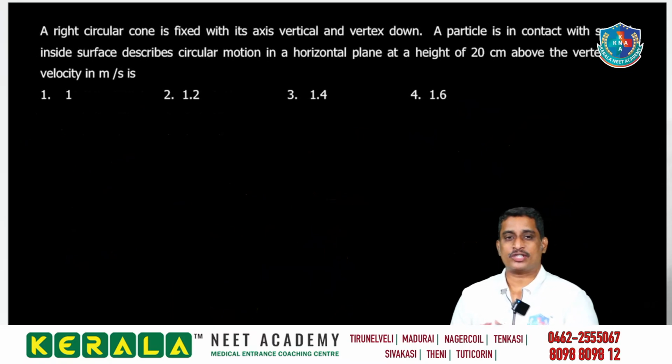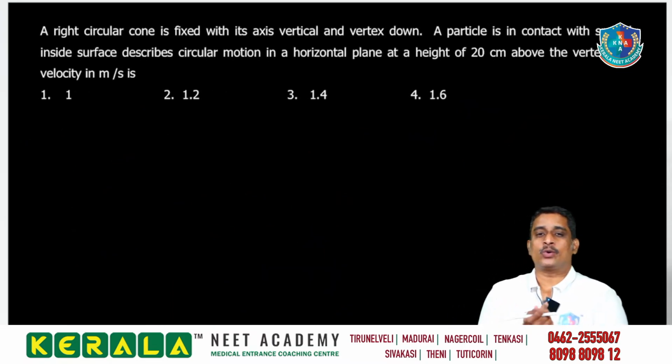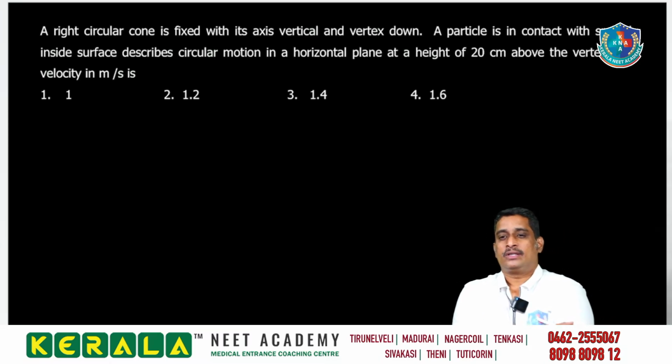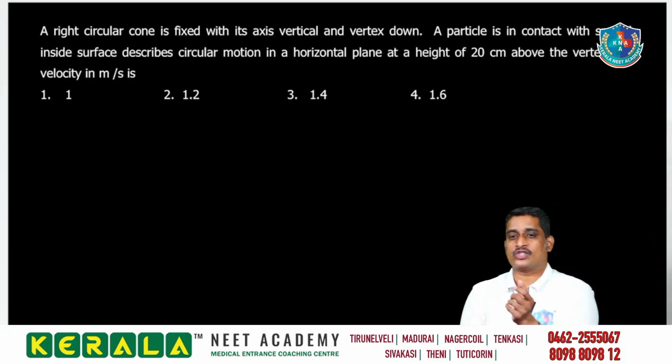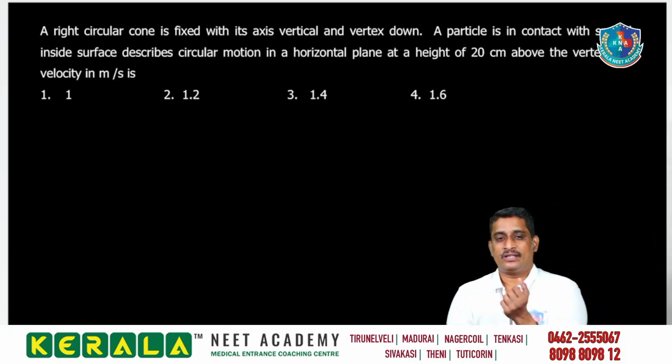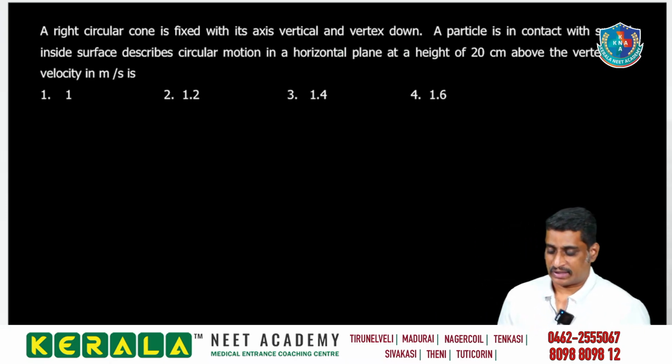Okay, come to the next question. A right circular cone is fixed with its axis vertical and vertex down. A particle in contact with the smooth inside surface describes circular motion in a horizontal plane at a height of 20 centimeters above the vertex. Velocity of the particle in meter per second is.